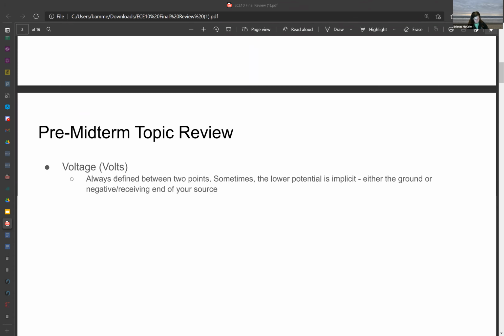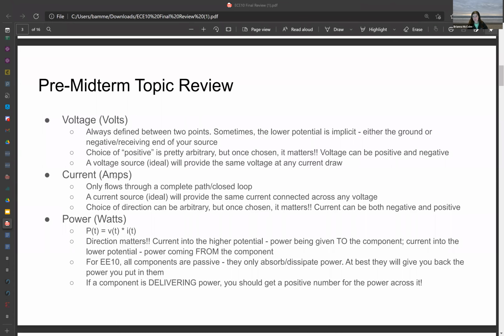So let's get started. So pre-midterm topic review, a couple of slides on this. We're just going to briefly review some concepts that you guys should have down by now. And if you don't, this is a great time to make sure that you have that foundation. So voltage in general is defined between 2 points. Sometimes the lower point is implicit, and sometimes you're going to set a virtual ground that you defined. It's really up to you, but once you pick a definition, you have to stick with it for the rest of the problem. That's true for a lot of topics in this class, including component direction, that sort of thing.